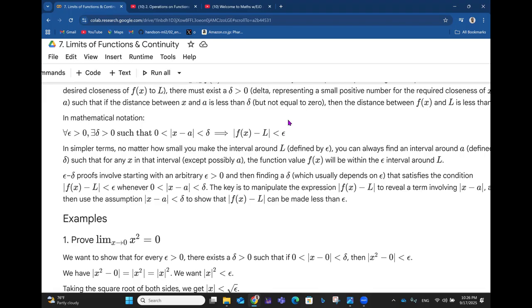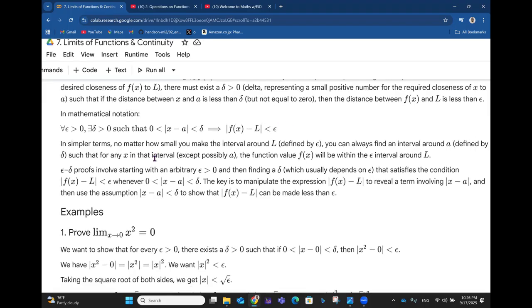That's what it means mathematically. In simpler terms, no matter how small you make the interval around L, defined by epsilon, you can always find an interval around a defined by delta, such that for any x in that interval, except possibly a itself, the function value f of x will be within the epsilon interval around L. That's another way to look at it.